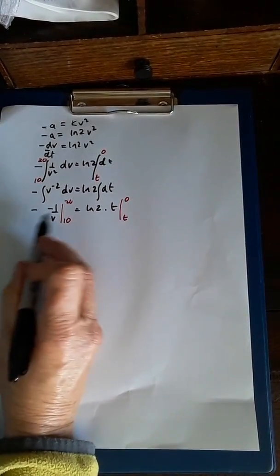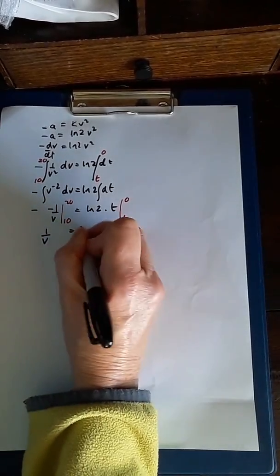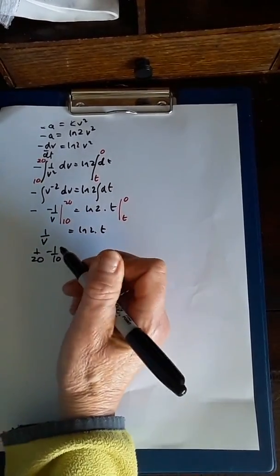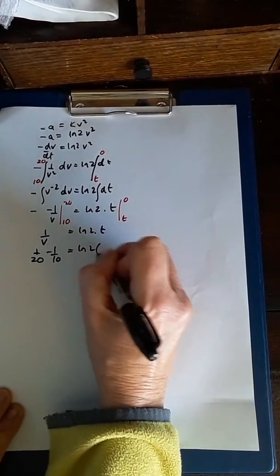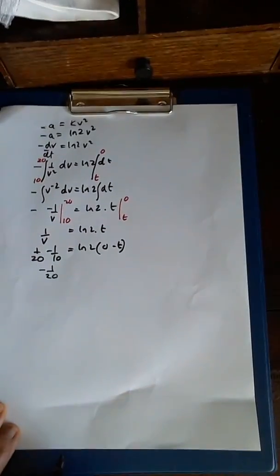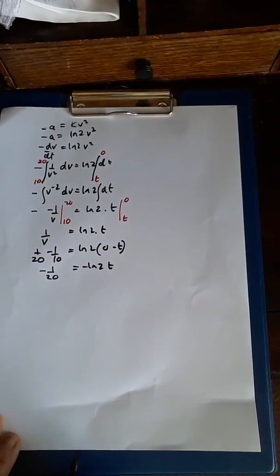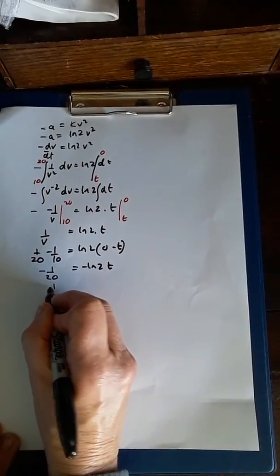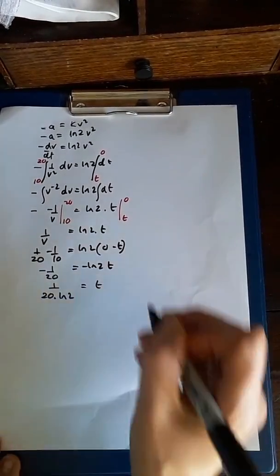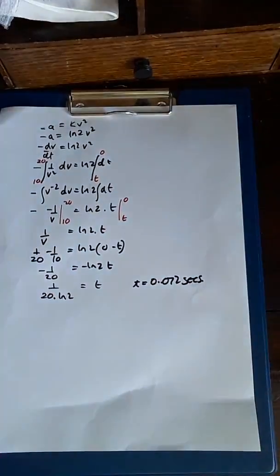So this of course will become plus, so this now will be 1 over v is equal to ln of 2 times t. Put in the limits, 1 over 20 minus 1 over 10 is equal to the ln of 2 times t. When I subtract those two, this will give me minus 1 over 20 equals minus the ln of 2 times t, which means that getting rid of those minuses, 1 over 20 by the ln of 2 is equal to t. And if you put that into your calculator, you get a time of 0.072 seconds. Okay, so that was that question.